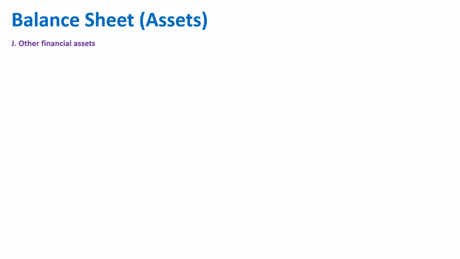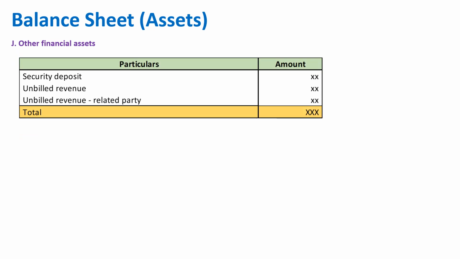Next item to be reported is other financial assets. You can see the format here. It is security deposits, right? Unbilled revenue. That means if you have missed out billing something and have not invoiced it, then you are accruing that revenue, and that will be reported here. And unbilled revenue from related parties. If something is not billed to your related party, that also has to be reported here. All this will be under other financial assets.